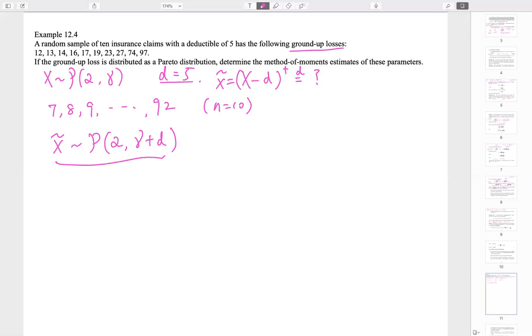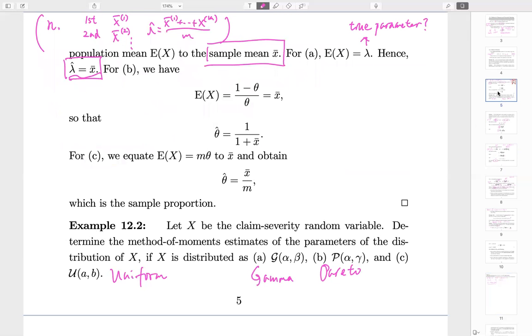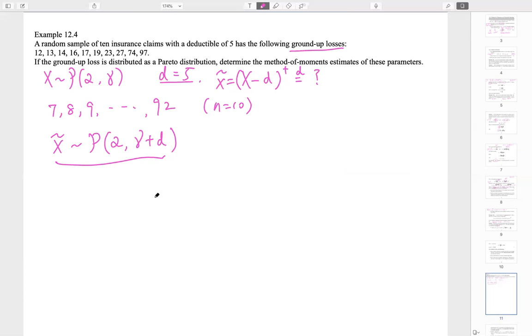Once we know this, things are reduced to the previous result we studied. For instance, I believe it's here, right? So here we also do the Pareto, but the second parameter is gamma plus D, and D is 5. So we do the same thing, so you should be able to get the result. This will be different. So from here, you will get alpha and gamma. It should be different from your estimation if you use the raw data to fit the original distribution. Okay.